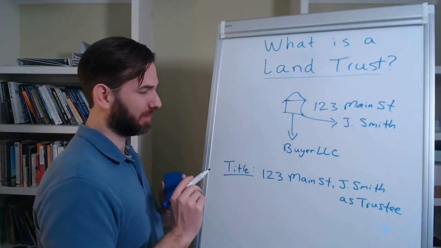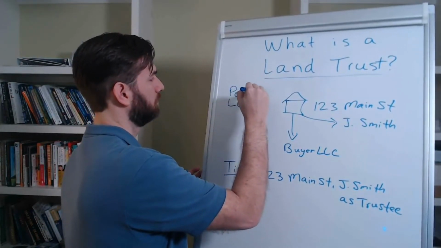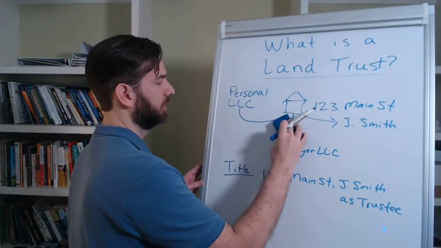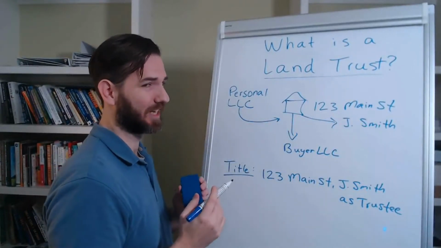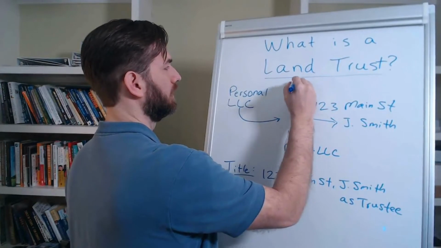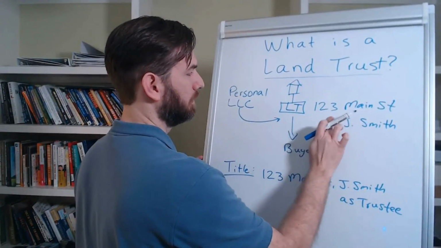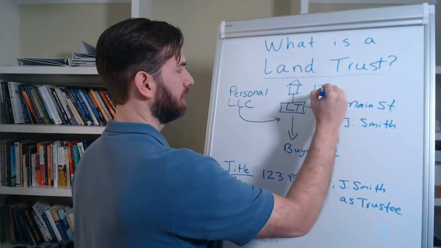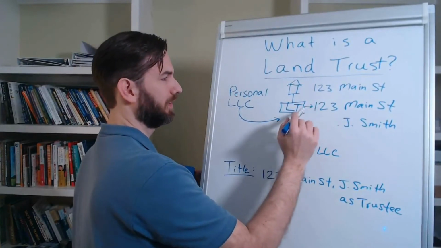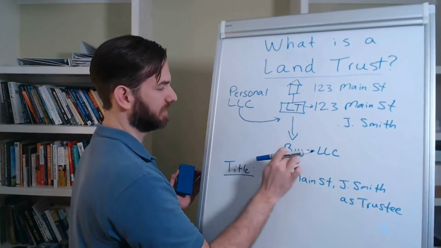So, bank financing can be tough. What you sometimes do is you go ahead and buy it in your personal name, or in your LLC name, and then you subsequently transfer it into a trust like this. After you get your financing in place, you transfer it into this structure where there is a land trust set up. Maybe a better way to draw it would be like this. Here's the property, and here's the land trust. 123 Main Street, J. Smith as trustee. There's 123 Main Street. It is now titled into a trust as 123 Main Street, J. Smith as trustee, and whatever's up here is now your beneficial interest.